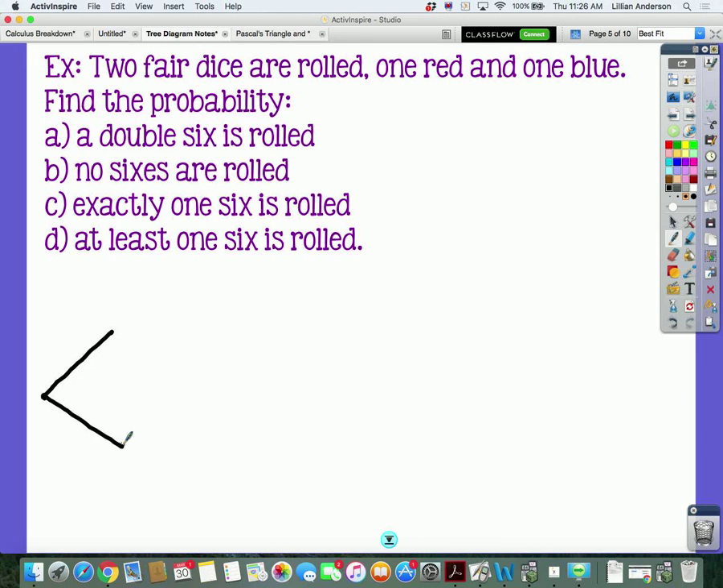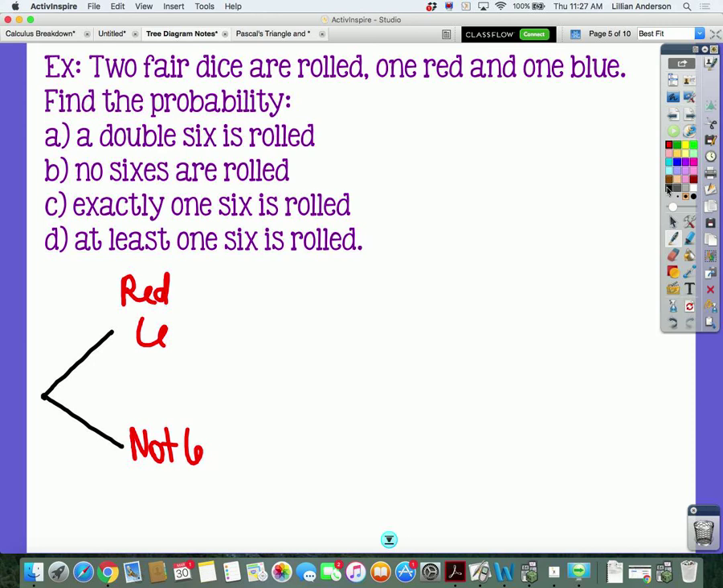When you roll the red die, there are two things that can happen. What are the two things for this particular scenario? You're either going to end up getting a six or not getting a six. And we're looking at these two probabilities instead of getting a 1, 2, 3, 4, 5, or 6, because every single one of these questions says either a six or not a six. Those are your two outcomes.